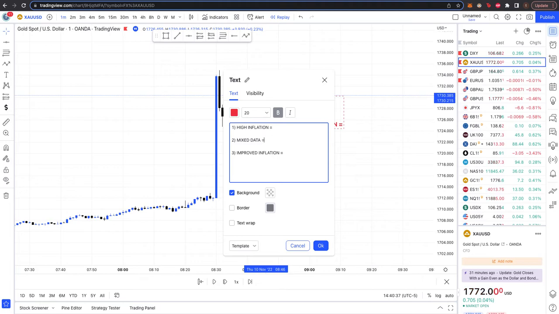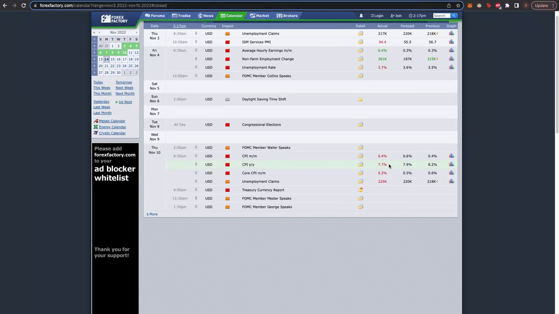Right? So the outcome that we got was improved inflation, right? And I knew that in the instance of improved inflation, we're going to see gold upside. In the event of high inflation, we're going to see gold downside. And with mixed data, we're most likely going to see price range, right? This is in the event that the reading came out exactly as expected. In that instance, it's an improvement, but it's exactly as expected. You might see price range, right? So that is what I mean by that, okay?